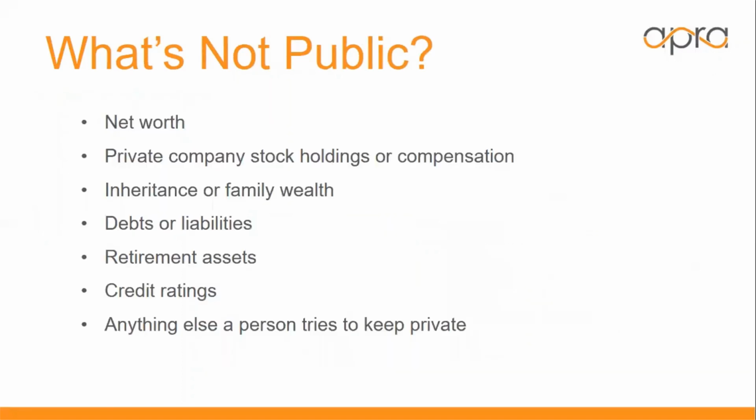So what type of data is not public? It's usually pretty difficult to find public information on a person's current net worth or detailed asset information, to find private company stock holdings or compensation, to find inheritance or family wealth, debts or liabilities, information about retirement assets, credit ratings, or anything else a person may try to keep private, like anonymous giving.